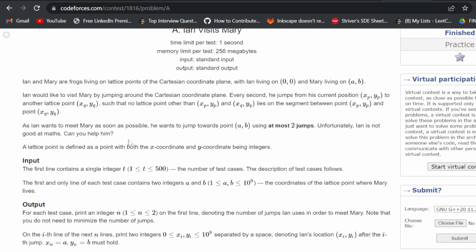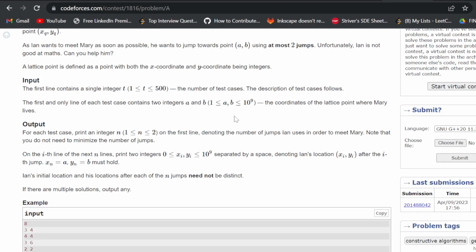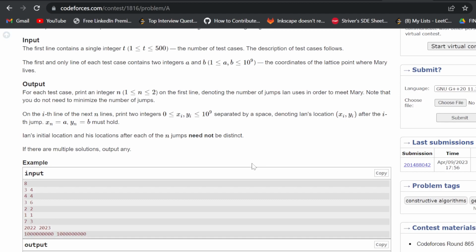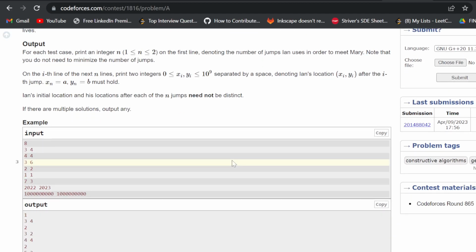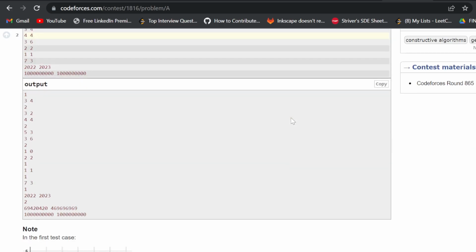Can you help him? A lattice point is defined as a point with both x and y coordinates being integers, that is, the intersection of a line parallel to the x axis and a line parallel to the y axis. T is from 1 to 500, and a and b vary from 1 to 10 to the power 9. We need to output the number of jumps Ian would take and, after every jump, the coordinate of Ian. Let's see the solution to the given sample test cases.